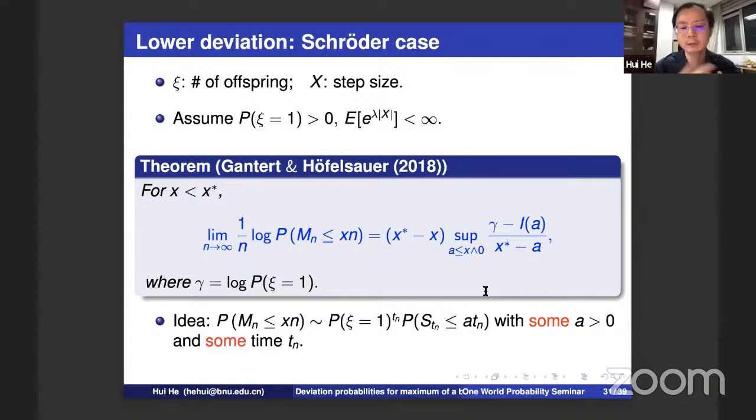So this is the basic idea for the lower bound, and the upper bound just proves that this idea is optimal. So this is for the lower deviation for the Schröder case.